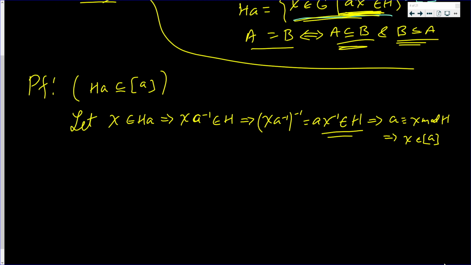Now we show it the other way. Okay, so let me make one last statement. This implies that Ha is a subset of a in brackets, because I started out with x being in Ha, and I concluded with x being in a brackets. Okay, so now we're going to show that everything in a brackets is in Ha.